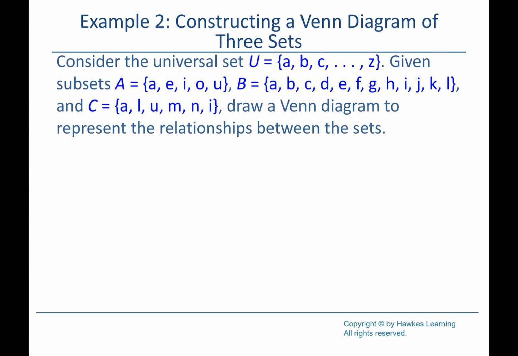This one, we're not going to draw it all out. I'm just going to show it to you. I don't really like these when you've got all the letters, just because it's a lot to write down. So our universal set is A through Z, and then we've got set A, A-E-I-O-U, B is A through L, and then set C, the letters in the word alumni. This says draw a Venn diagram to represent the relation between sets.